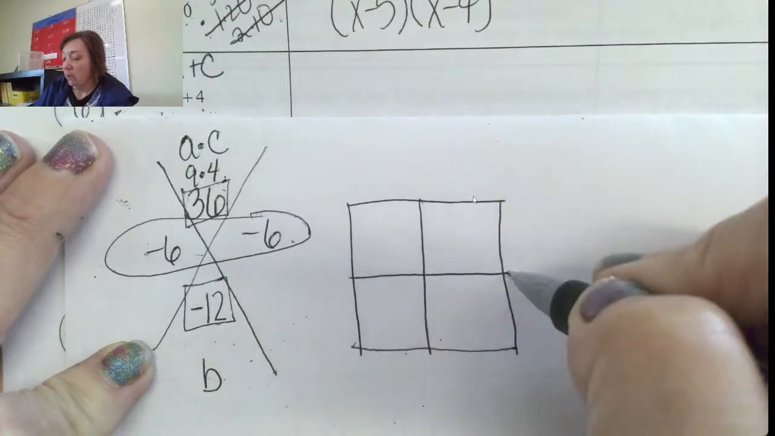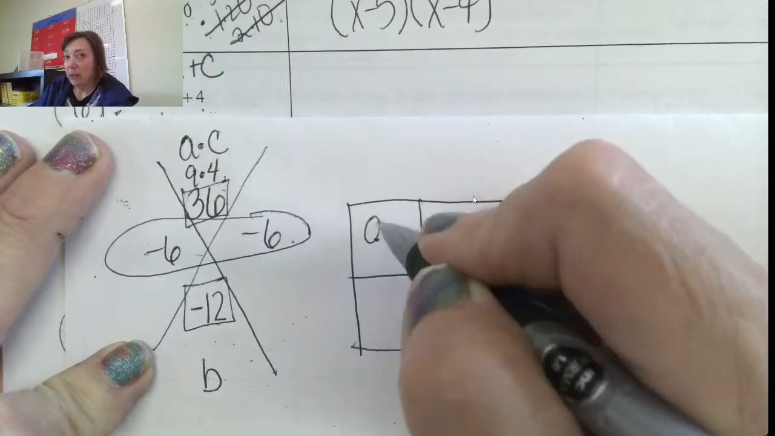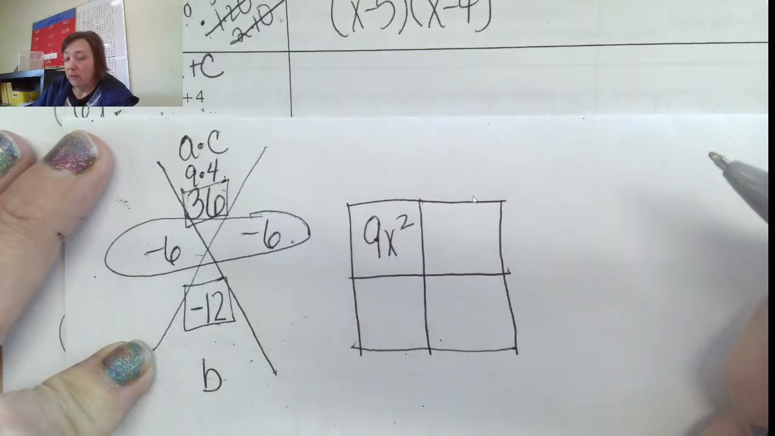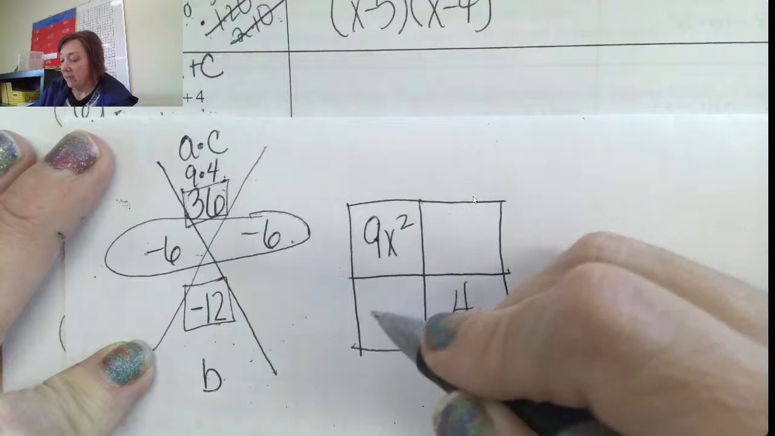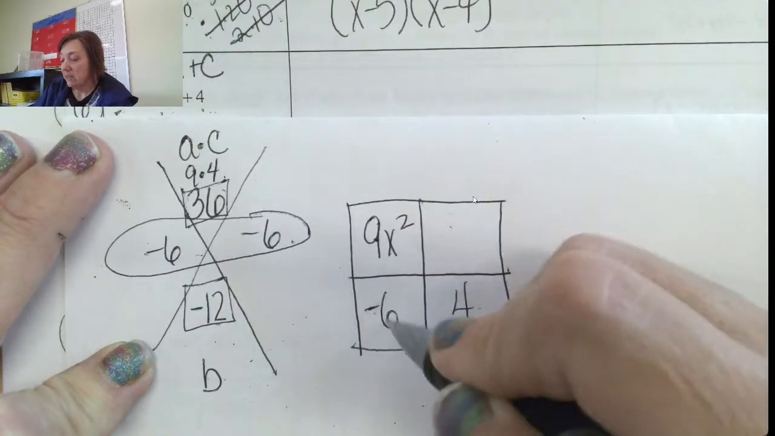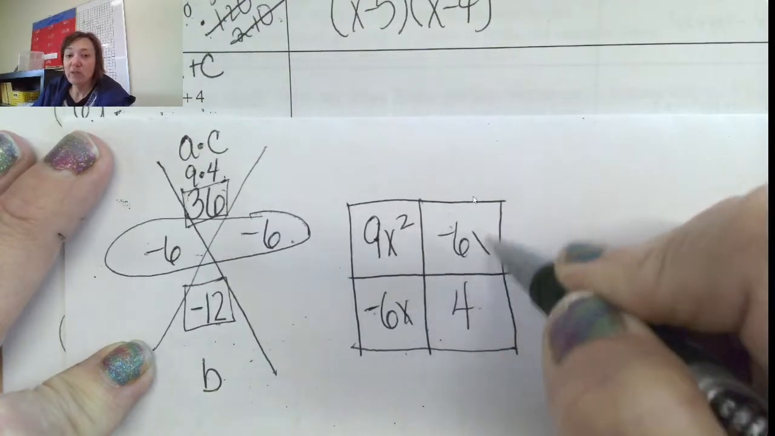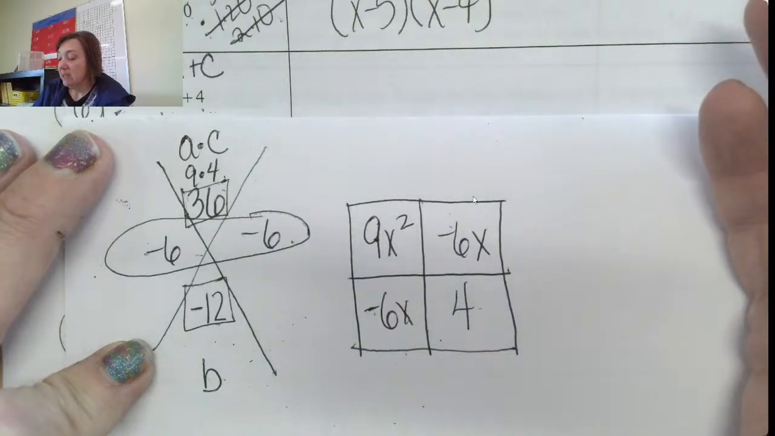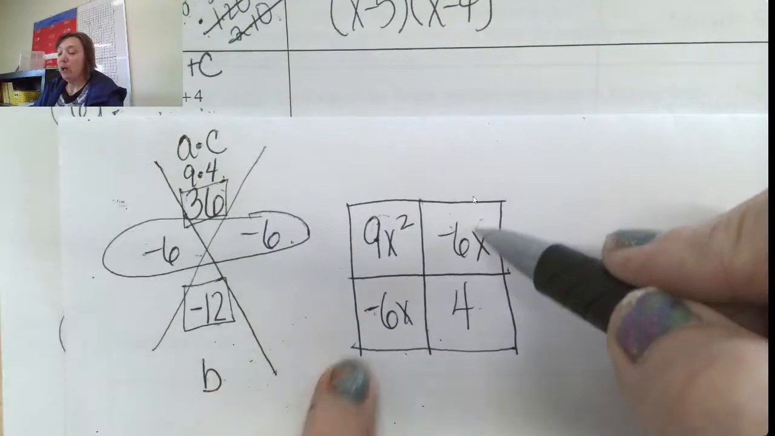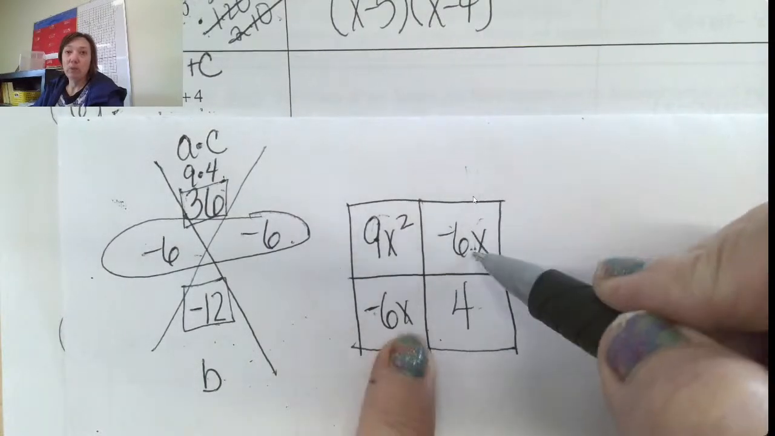So this up here is going to be our 9x squared, right? This down here is our 4. This and this is our negative 6x and negative 6x. We just found what our outer and inner come up to. Yes. So what that does for us is it means now we know what we're getting when we multiply.